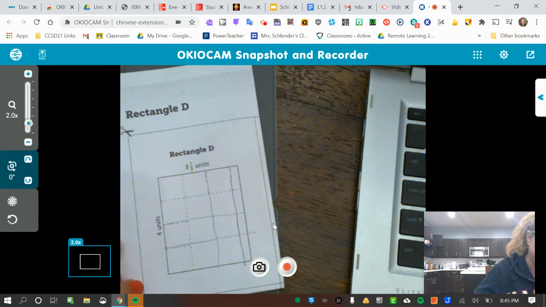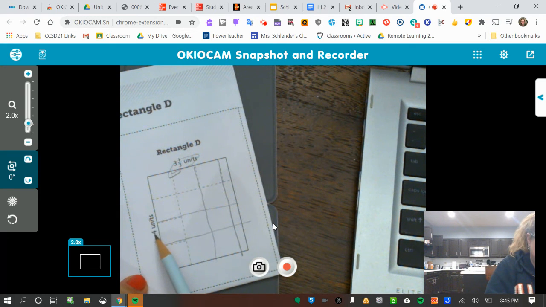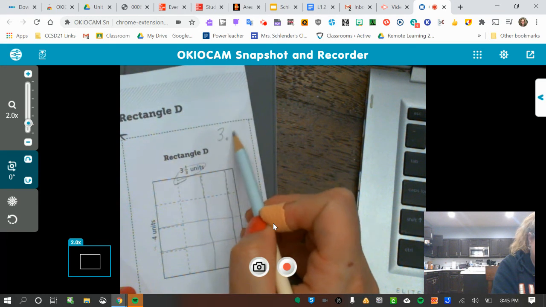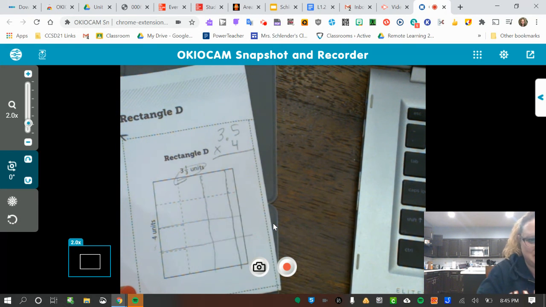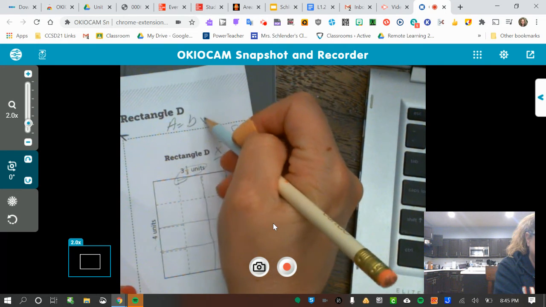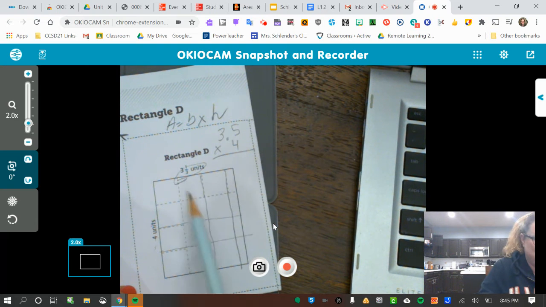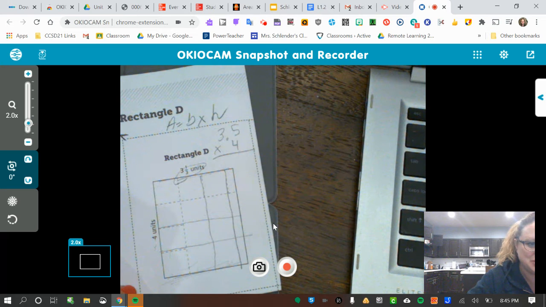Well, I can do one of two things. I can do 3.5 times 4, base times height. We'll get to that in a second. Remember that the formula is area equals base times height. Base, think bottom, but this side length is the same as this one. So base times height, 3.5 times 4. So we can certainly do that formula, right? But to check our work, let's go ahead and count.